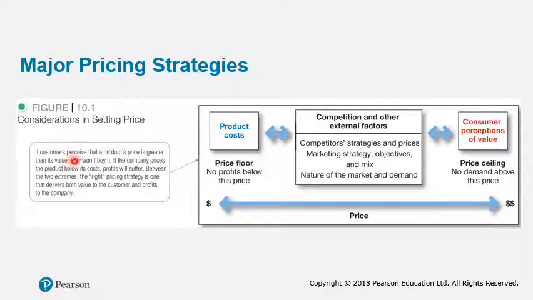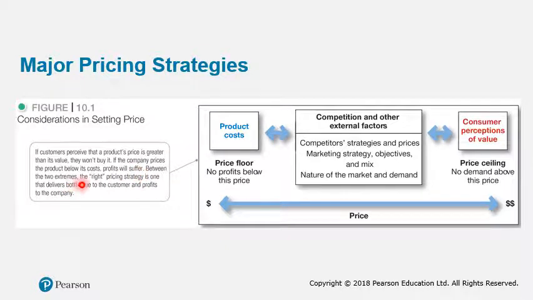So if customers perceive that a product's price is greater than its value, they will not buy it. Because they see that the value is that much but the price is so high, so they will normally not buy the product. And on the other hand, if the company prices the product below its cost, meaning you want to give it a very cheap price, but then you have to put it below your cost price, then the profit will suffer, right?